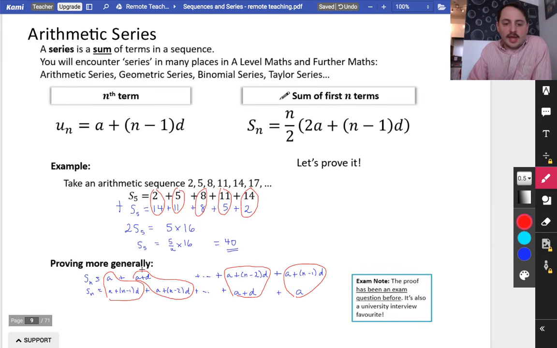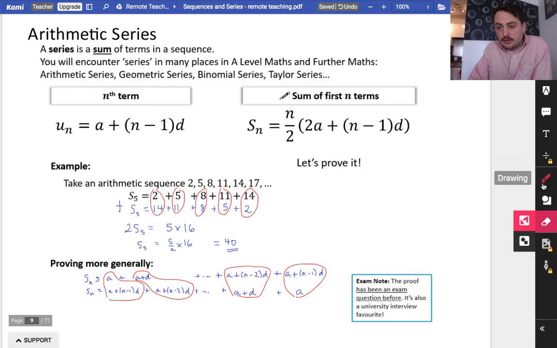Now, there are n of these. There are n of these red loops because the series has n terms in it, so there must be n pairs of it. Okay, I'm going to add them together now. So I'm going to have two lots of Sn.